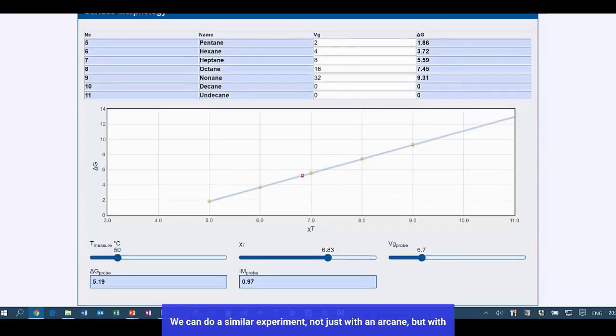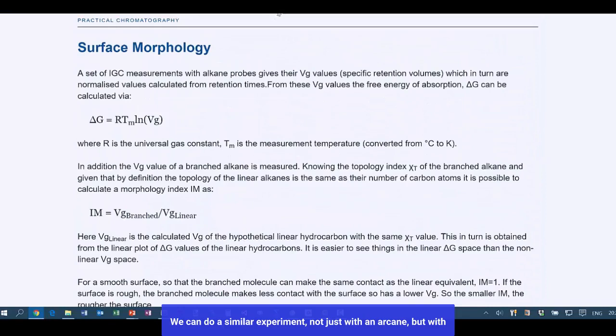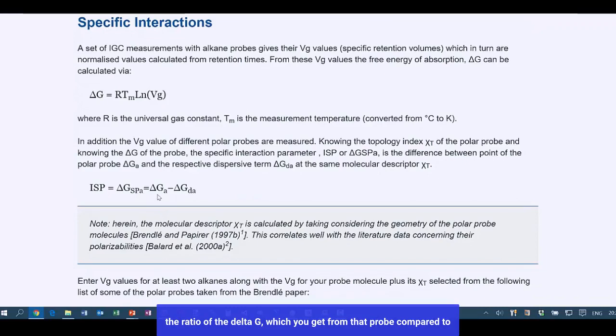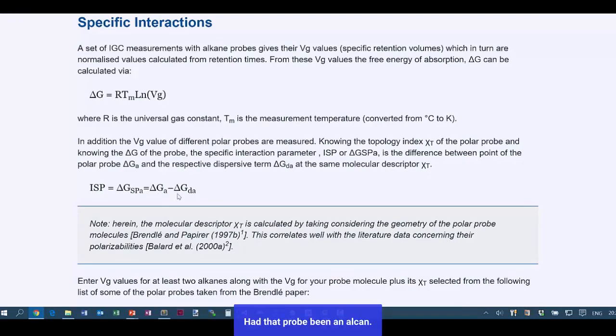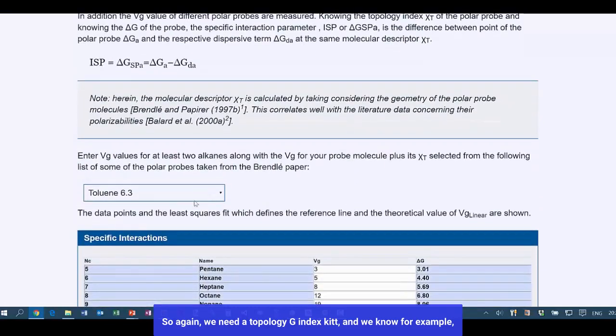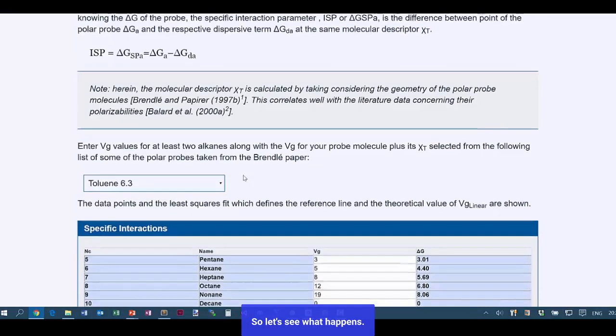We can do a similar experiment, not just with an alkane, but with something like, for example, toluene. So we can then get a specific interaction parameter, ISP, which is the ratio of the delta G which you get from that probe compared to the delta G had that probe been an alkane. So again, we need a topology index chi-t, and we know, for example, that toluene behaves like an alkane with 6.3 carbons. So let's see what happens.